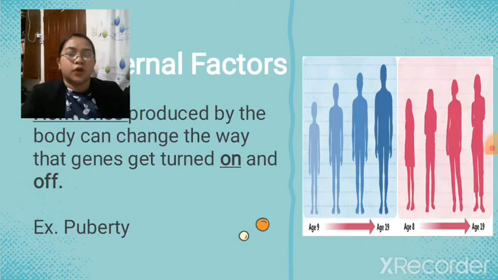Now we look at the internal factors. A great example of hormones that affect gene expression is puberty. These hormones produced by the body can change the way that genes get turned on and off. When you go through puberty, hormones are released in certain amounts, some more than others, and they influence which genes express at what time and how the process of maturation goes about.